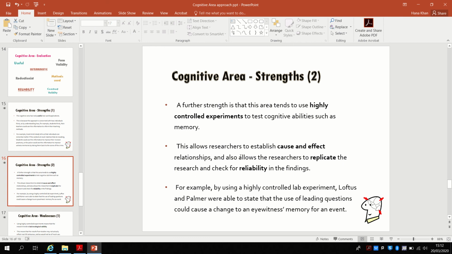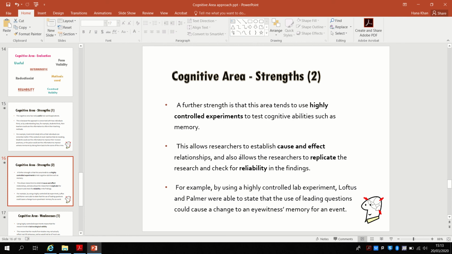So the next one is, a further strength is that the cognitive area tends to use highly controlled experiments. Now, you guys know I've always said use the word tends to, because you don't know how many studies actually relate to the cognitive area, and do they all use highly controlled experiments? Probably not. So you can just put tends to use highly controlled experiments to test cognitive abilities such as memory. This allows researchers to establish cause and effect relationships, and it allows us to replicate findings as well.